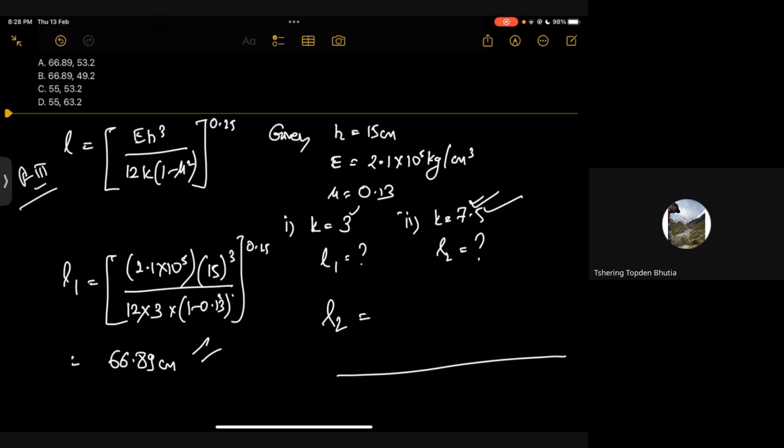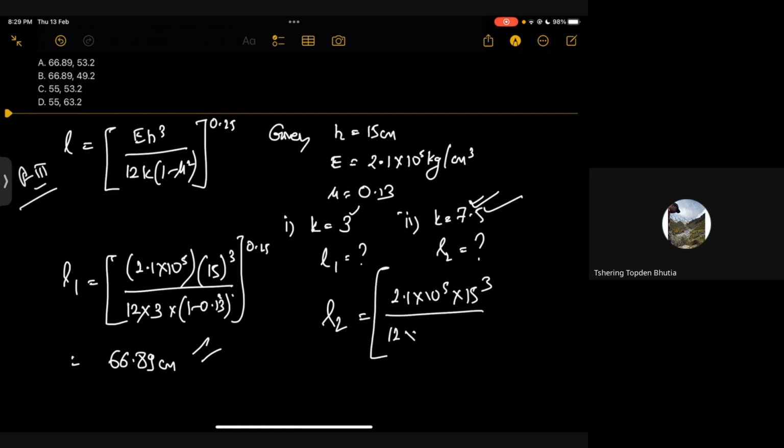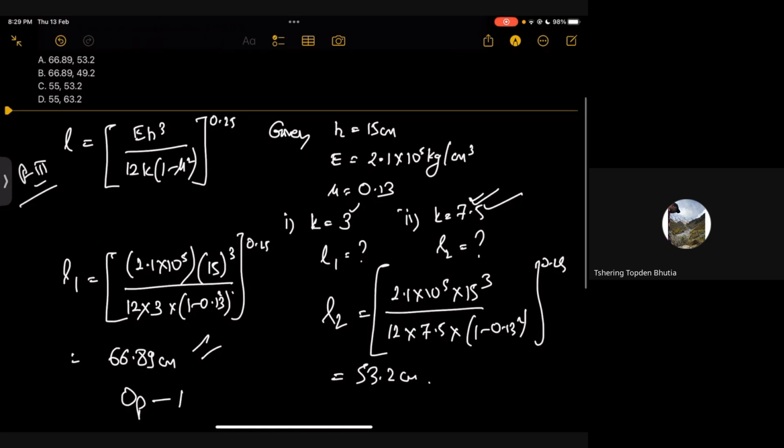Okay guys, we already have 5 votes in. 10 votes. Come on guys. Let's wait for 30 votes, then we'll close the poll. 25. Okay, I think we can safely end the poll now. So I'll just give you the explanation for this. 2.1 into 10 to the power 5, 15 cube, it's the same thing. 12 into the value difference, 7.5 into 1 minus 0.13 square, to the power 0.25, gives you 53.2 centimeters, which is option number A. Is this okay? Can we move forward now? Guys, I think we can move forward, right?